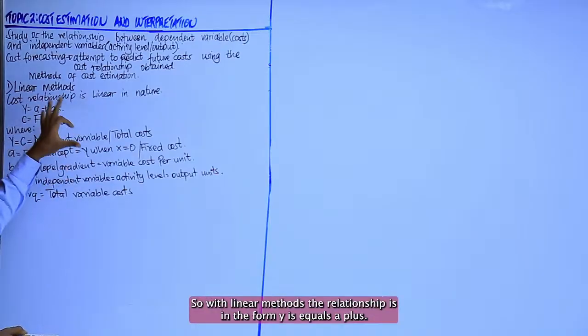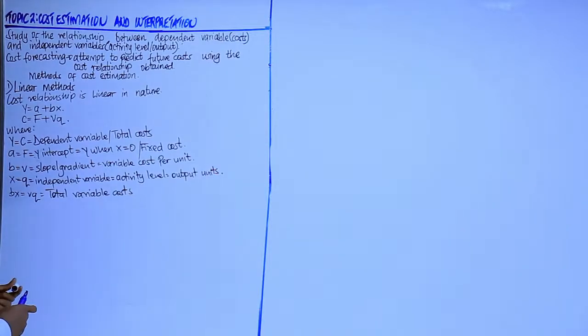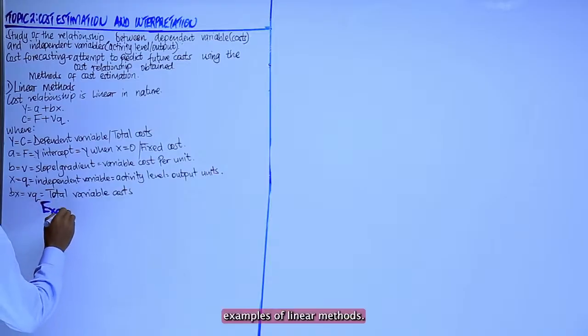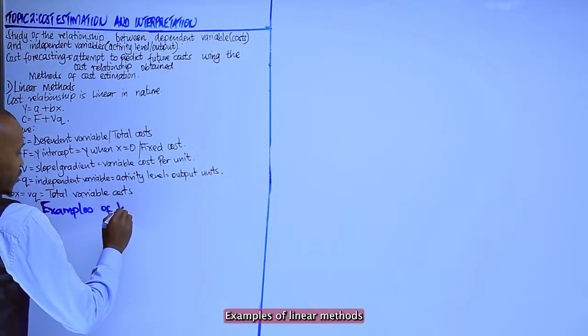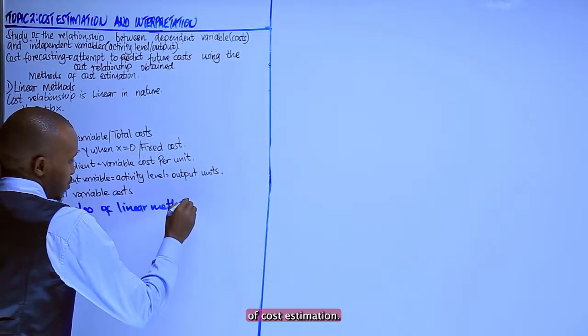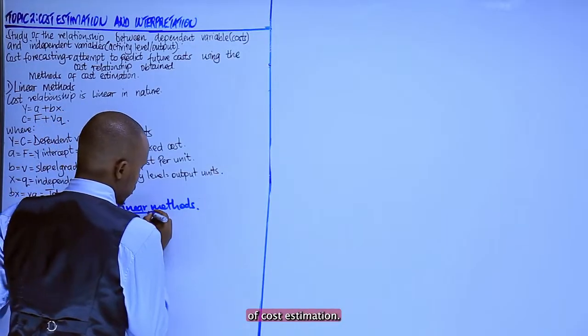Alright. So with linear methods, the relationship is in the form y is equals a plus bx, or cost is equals to fixed plus variable costs. We have examples of linear methods of cost estimation.